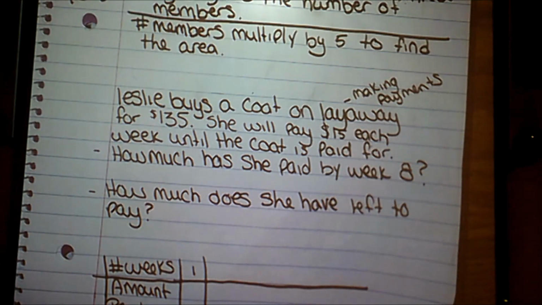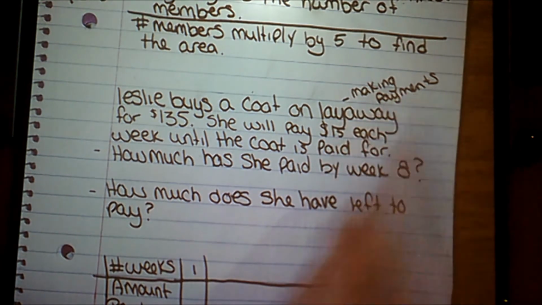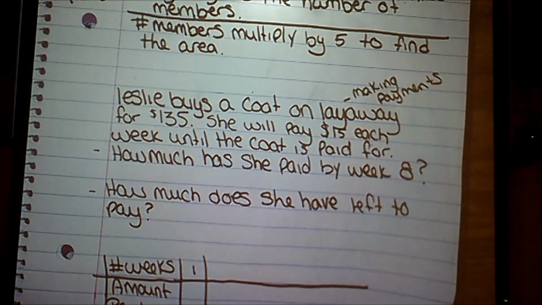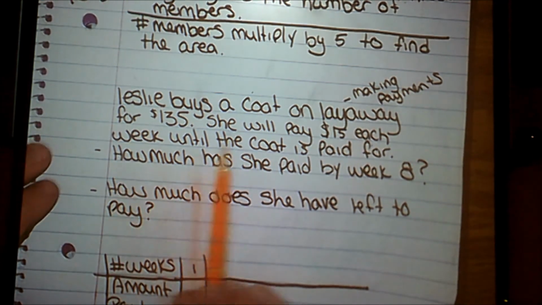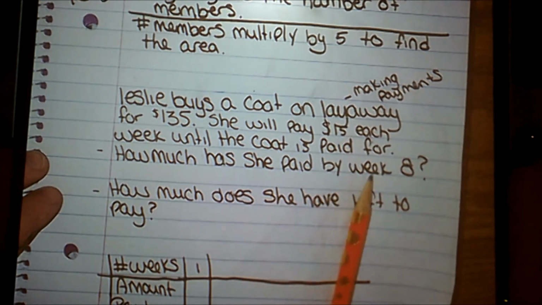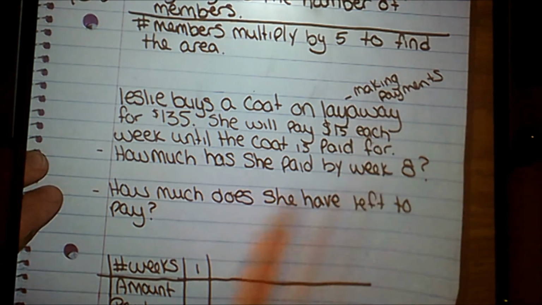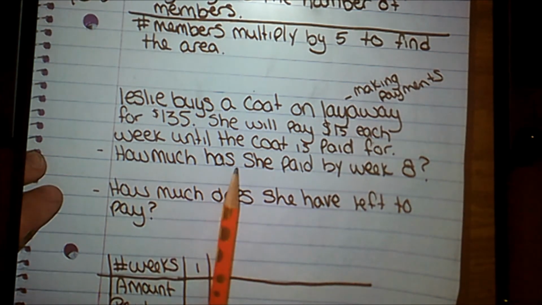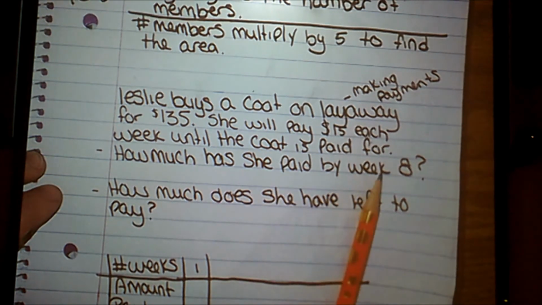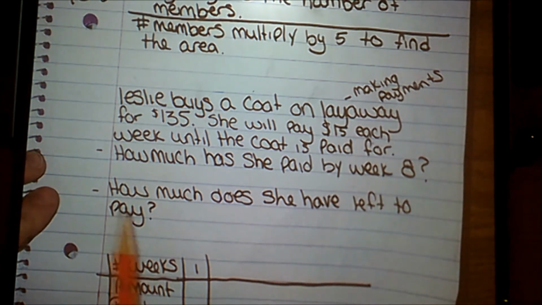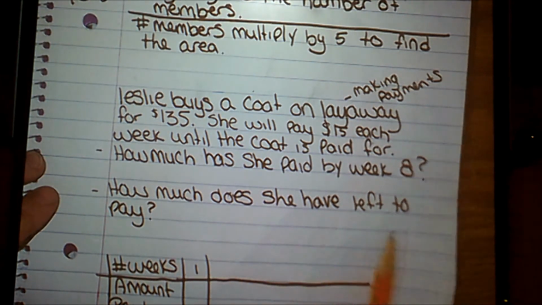Let's try one more. Leslie buys a coat on layaway. And layaway, I have a little note here that says it's when you make payments. When you can't buy something because you don't have enough money, so they put it in the back and you make payments on it, and once you've paid it all the way off, you get to take that item home. So she decides that every week she's going to pay $15 until the coat is paid off. Her question: how much has she paid by week 8? And also, how much does she have left to pay?